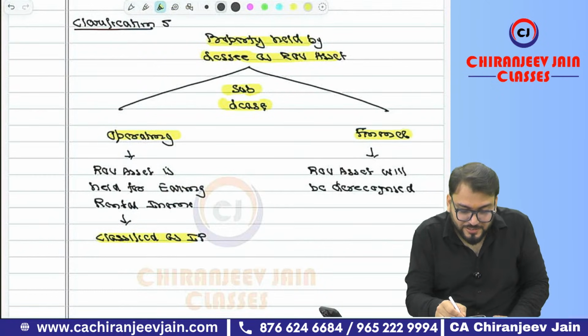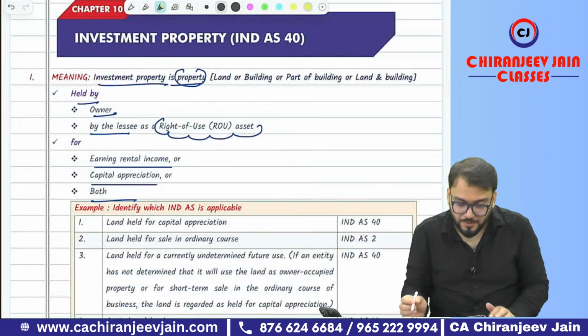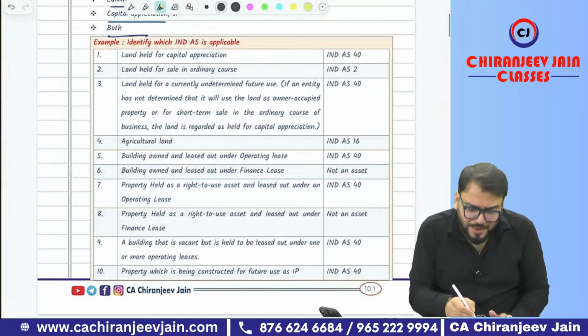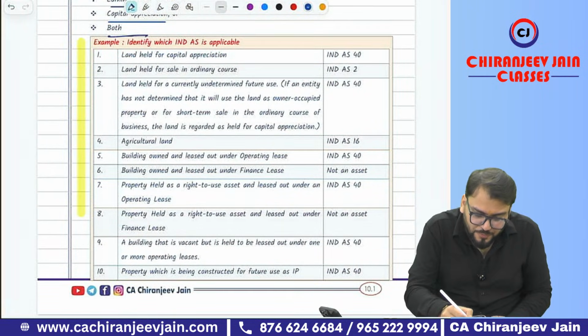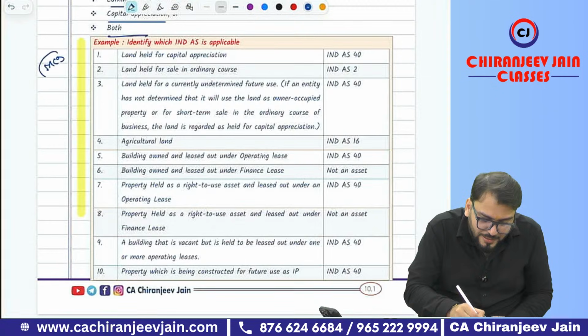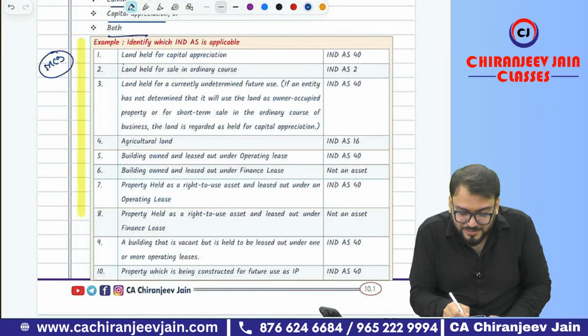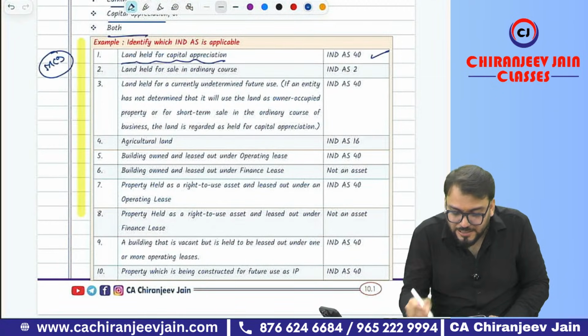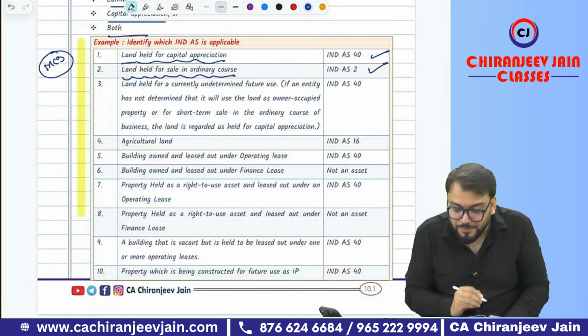Now let us come to the next point. Now you can solve every point. These examples are very important for MCQs. Let us read. Land for capital appreciation, Ind AS 40 will be applicable. Land for sale in ordinary course of business, Ind AS 2 will be applicable.